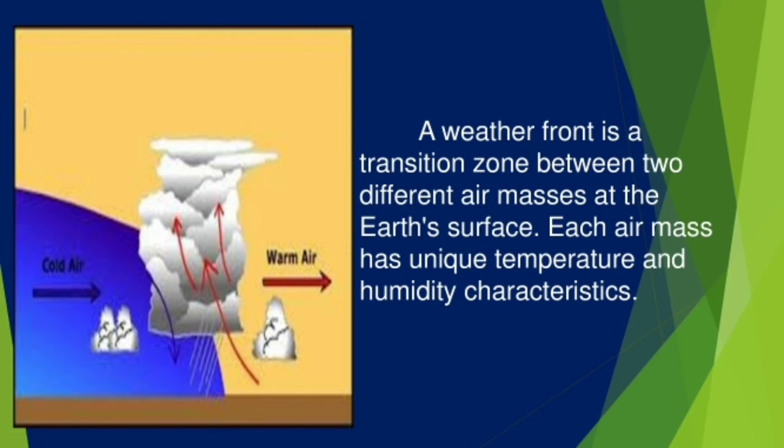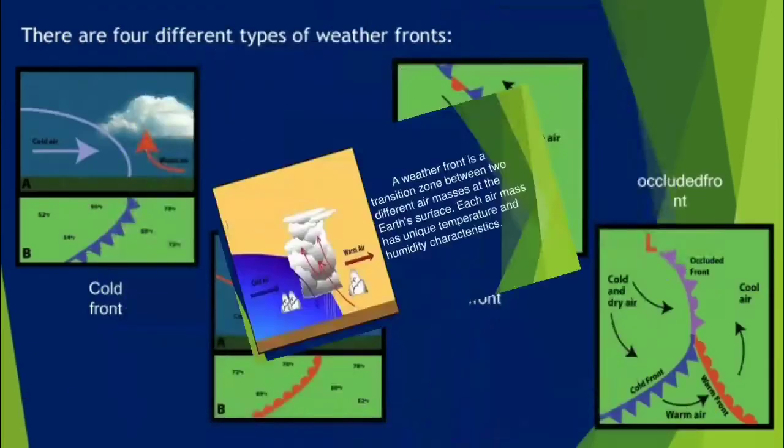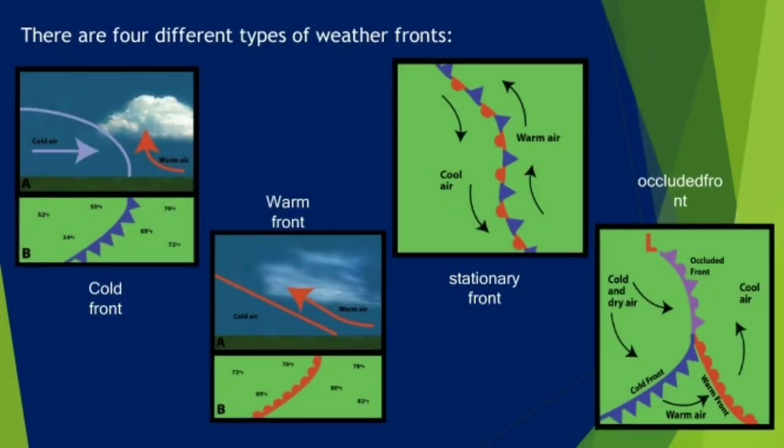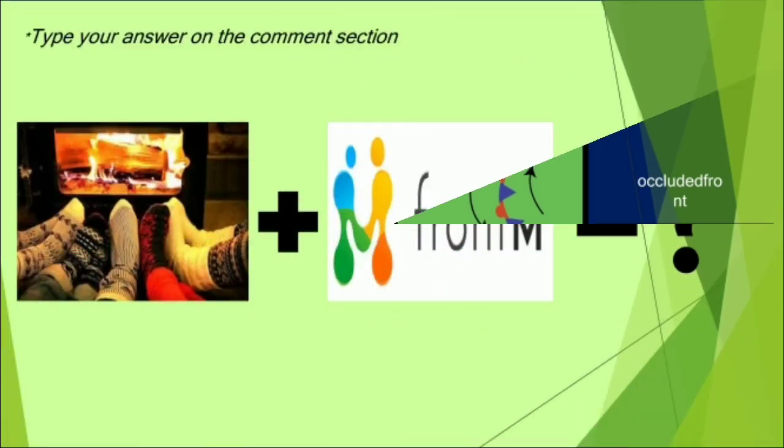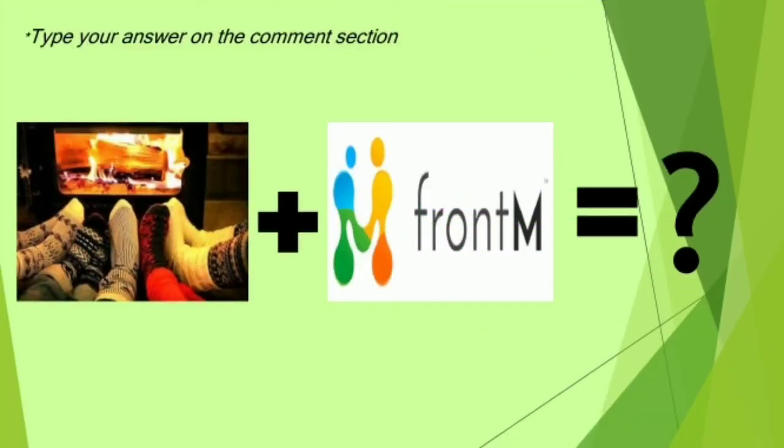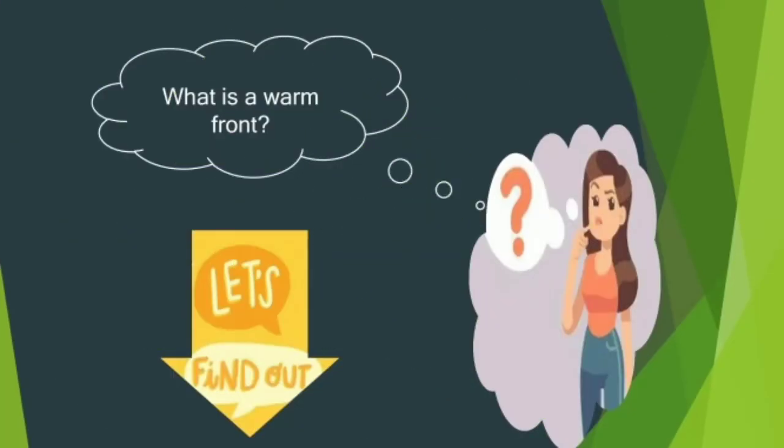There are four types of weather front. The four types of weather front are the cold front, warm front, stationary front, and an occluded front. Now you know what is a weather front and its four different types. I'm going to discuss one type of weather front, which is the warm front.